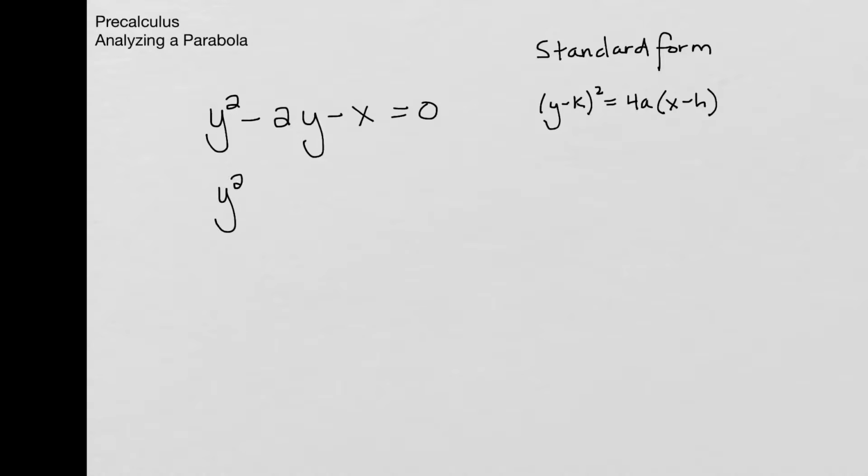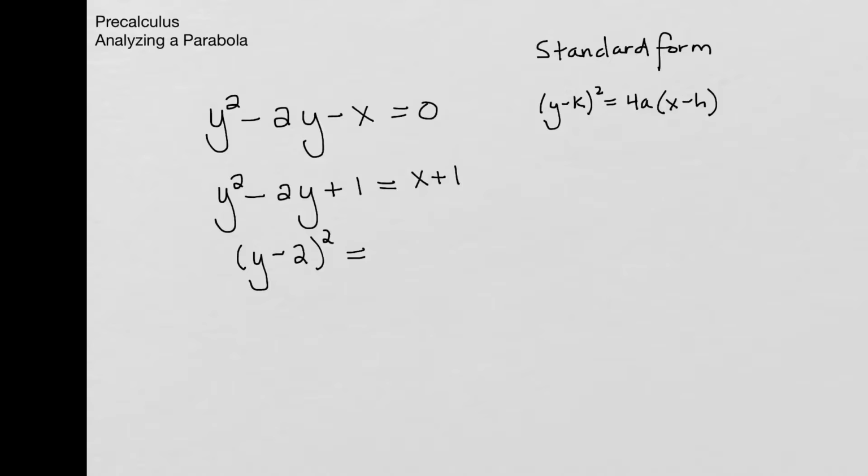So I've got y squared minus 2y, and to complete the square, I would add 1. I'm going to move the x to the right side of the equation, and I have to add a 1 here because I added it on the left. So now, in factored form, I have y minus 2 quantity squared.